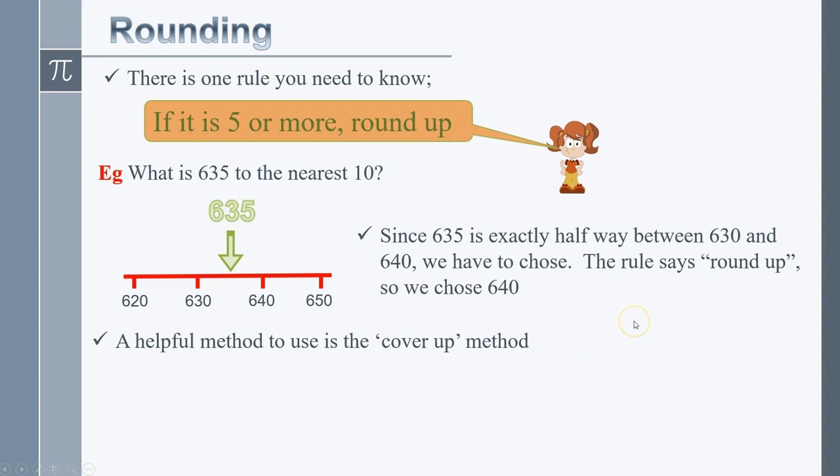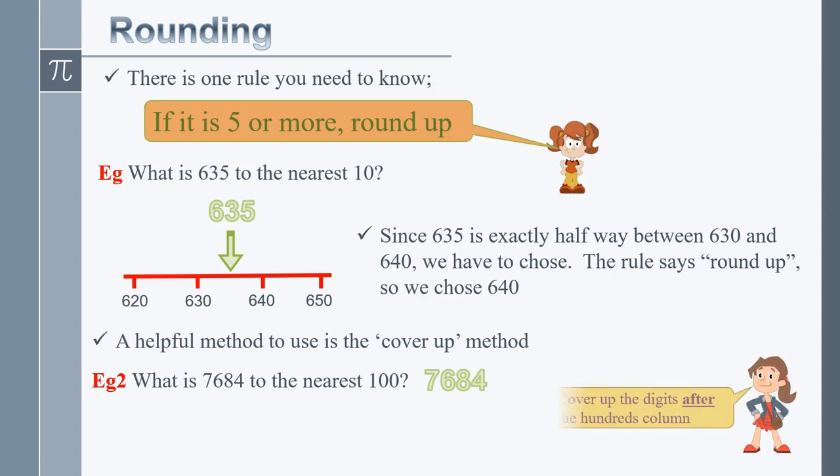Now, one way to help, if you're not quite sure on these, is to use what I like to call a cover-up method. So let's have a look at how we could do that. You've got the question, what is 7,684 to the nearest 100? What I would advise you to do, if you're not sure, is write out the number. Then we're going to cover up the digits after the hundreds column, because we want the hundreds column since the question says the nearest 100. If you want, physically get your thumb and cover up the number you've written on your piece of paper.